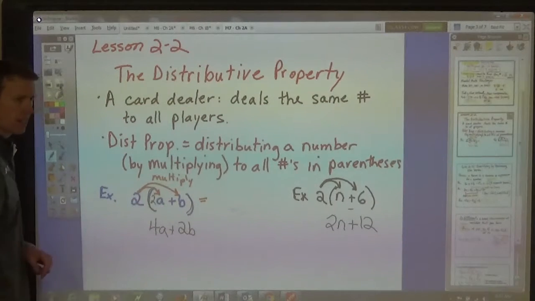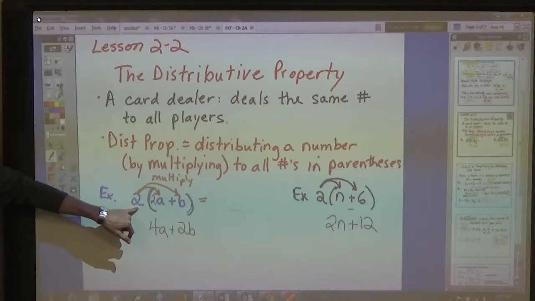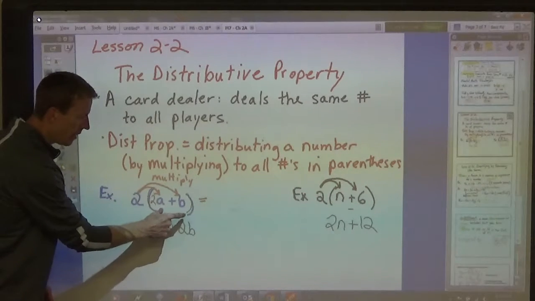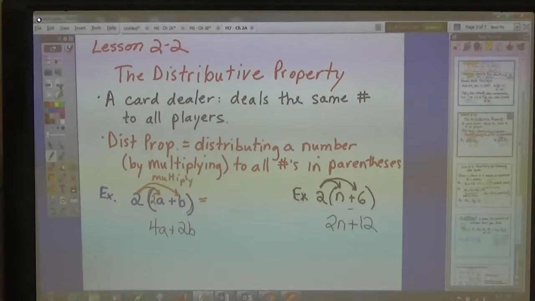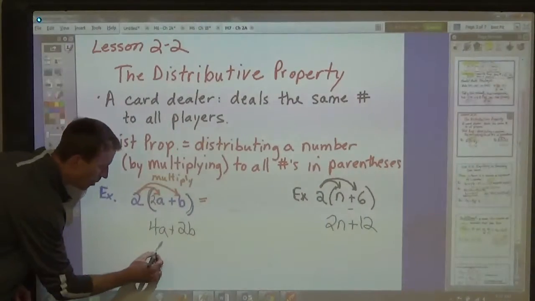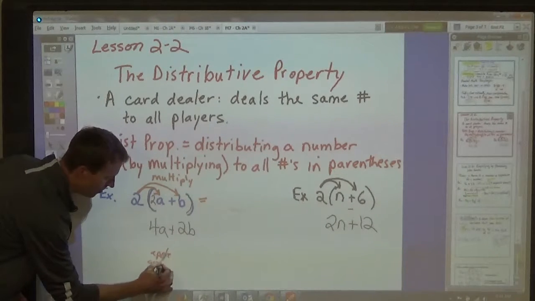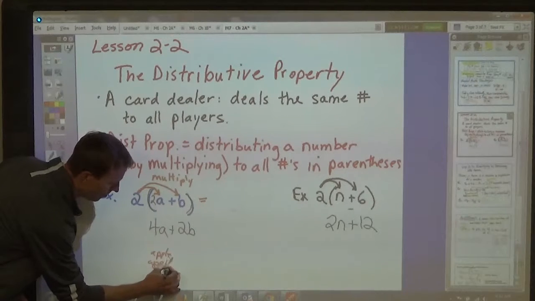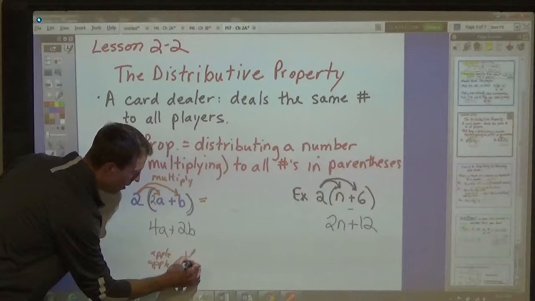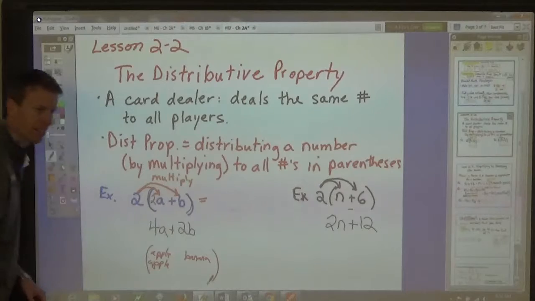The distributive property is distributing a number by multiplying to all the numbers inside the parentheses. Okay? So, in this example, you have 2 A's plus a B inside parentheses. Like having 2 apples, 1 apple, 2 apples, and 1 banana inside of parentheses. Okay?